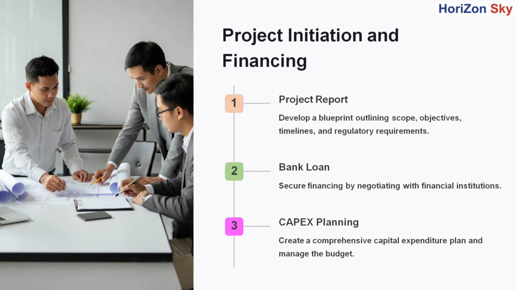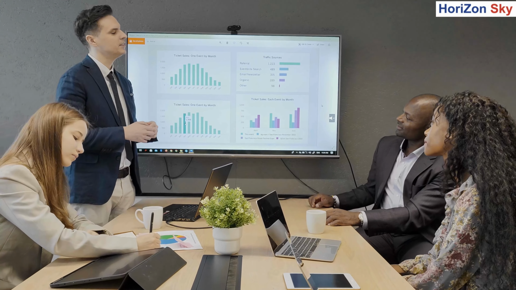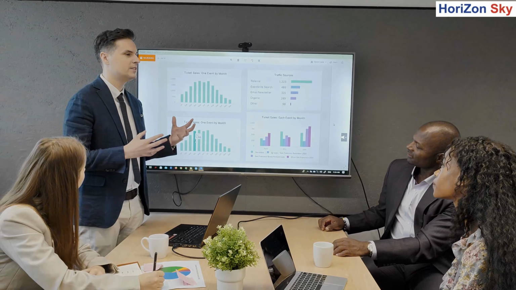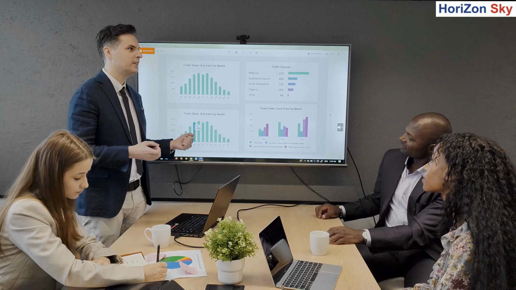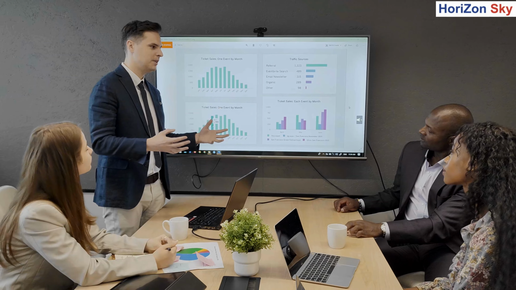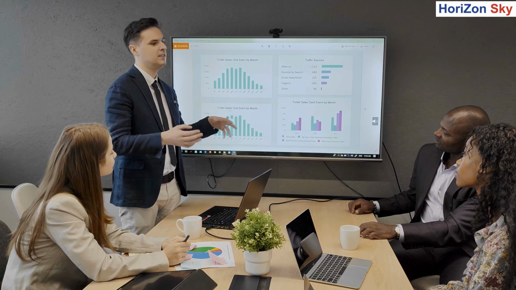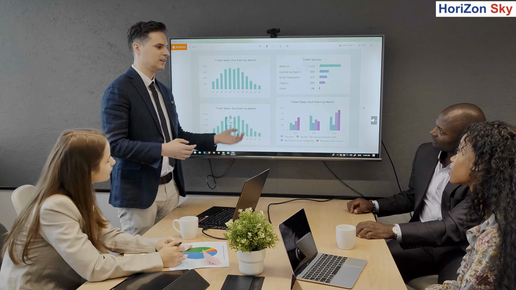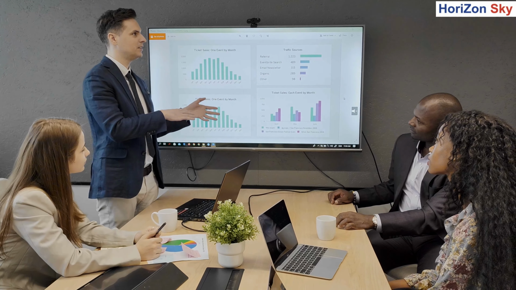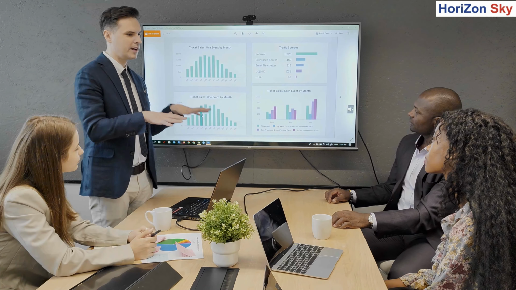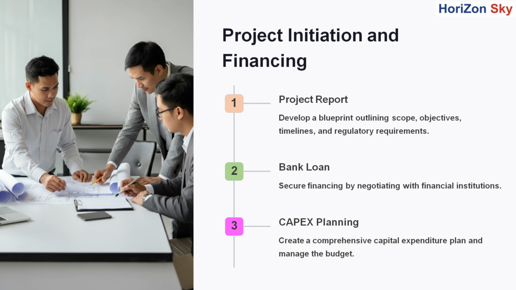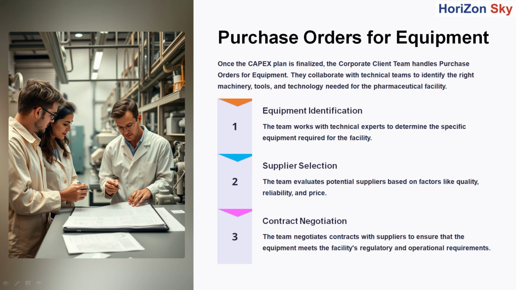CapEx and budget management. The team is responsible for developing a comprehensive capital expenditure (CapEx) plan. This plan includes cost estimates for land acquisition, construction, equipment procurement, and operational expenses. Throughout the project, the corporate team monitors the budget, ensuring costs are kept within the allocated limits, and addressing any financial risks or overruns.